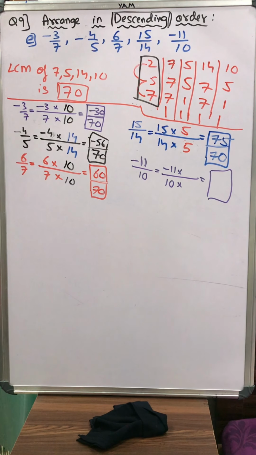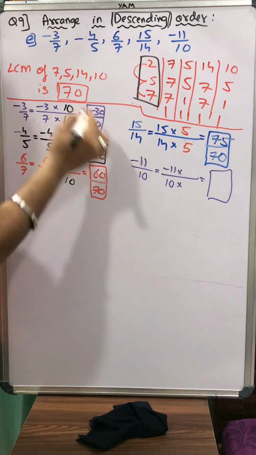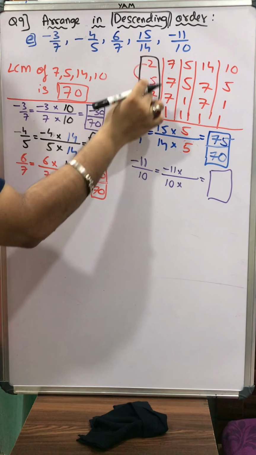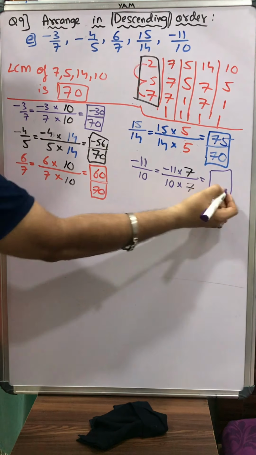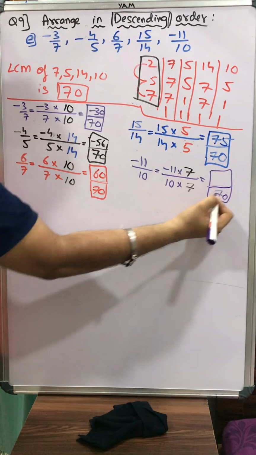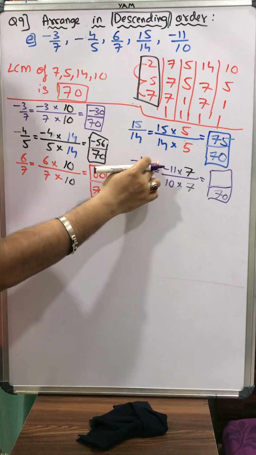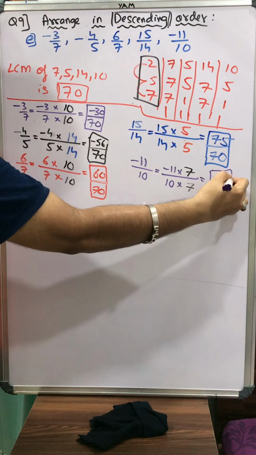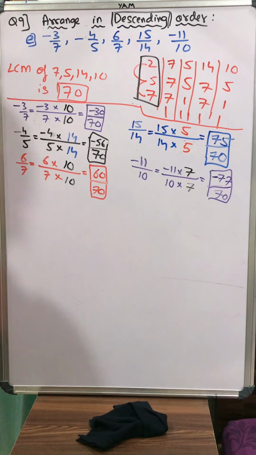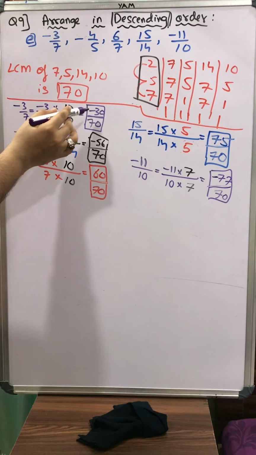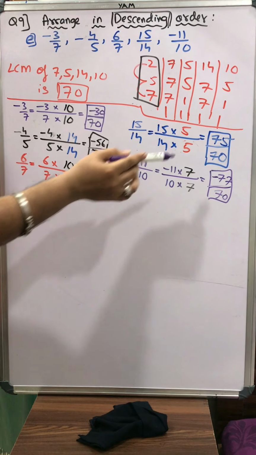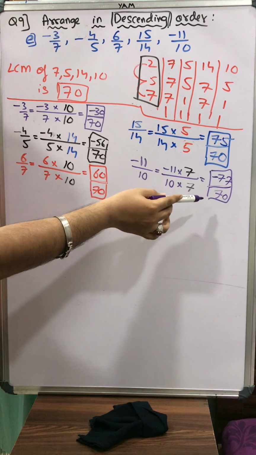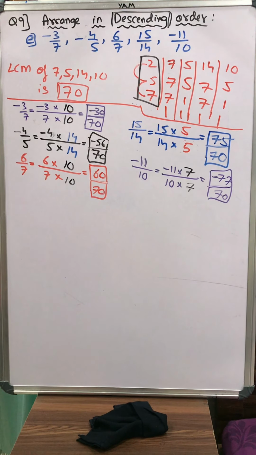Okay. And last, minus 11 upon 10. Here also, here it's 10. I want to have 70. So 5 2s is 10. Remaining is 7, so 7, 7. Now in the denominator, I got 70. In the numerator, 7 11s is 77, but I have a negative sign, so I have minus 77. Okay, great. What numbers did I get? I got minus 30 upon 70, minus 56 upon 70, 60 upon 70, 75 upon 70, and then minus 77 upon 70.